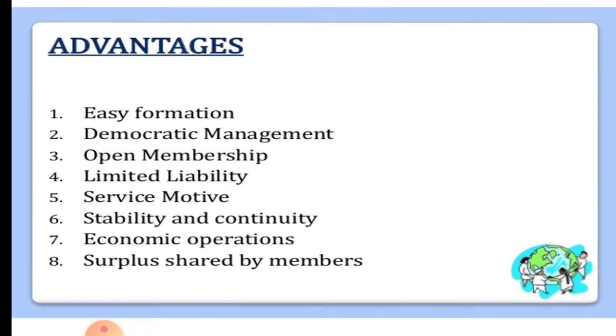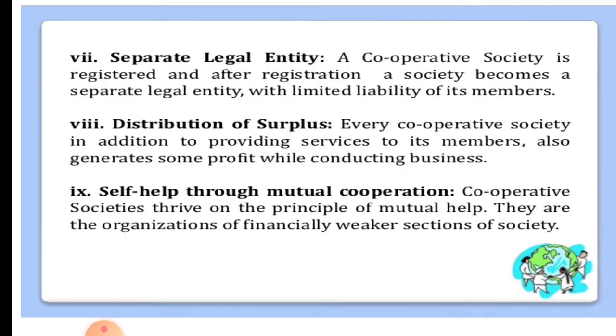So let us move on to the advantages of cooperative society. The first one is easy formation. There are no legal formalities as in the case of joint stock companies. It is very easy to form, and it has voluntary membership also. Any person can become a member of the society and can leave at any time. The membership of the cooperative society is open to all. Any person with common interest can become a member.